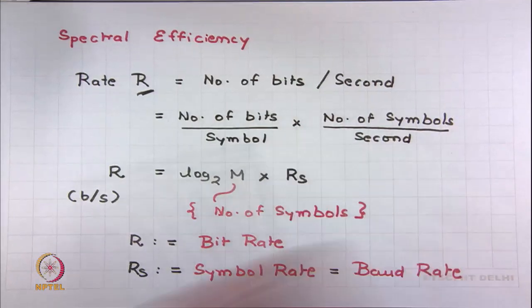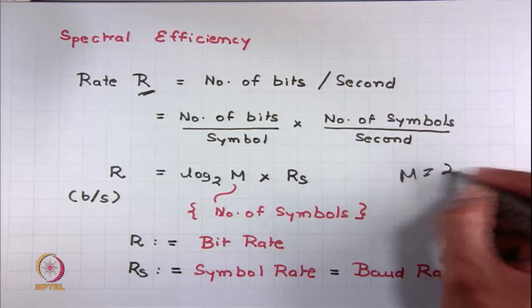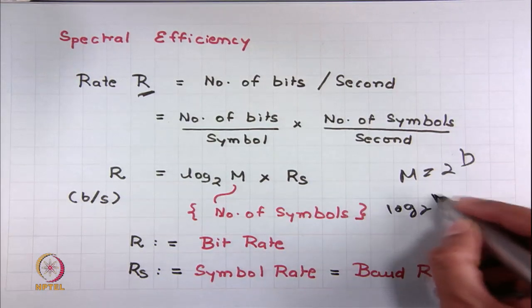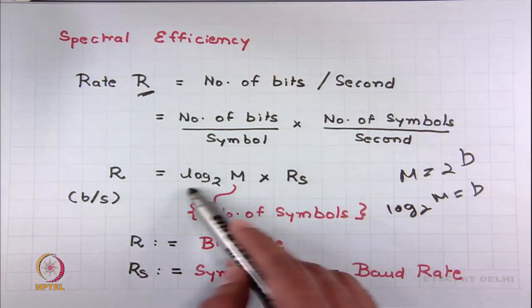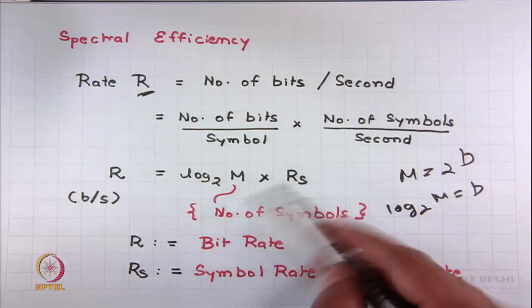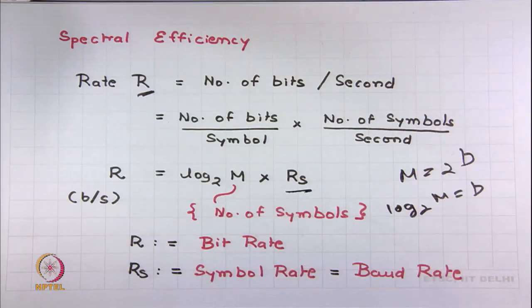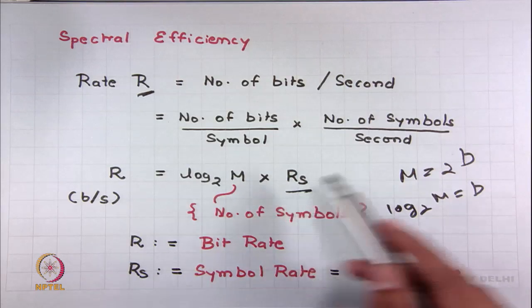And number of bits per symbol is nothing but log to the base 2 of M. If M is the number of symbols, the number of bits would be log 2 M. We have already seen M is 2 to the power b. So, log 2 M is b, where b is the number of bits per symbol. So, number of bits per symbol is log 2 M, number of symbols per second is Rs, that is the symbol rate. So, we are using the notation Rs to talk about that. So, bit rate is nothing but log 2 M times symbol rate.